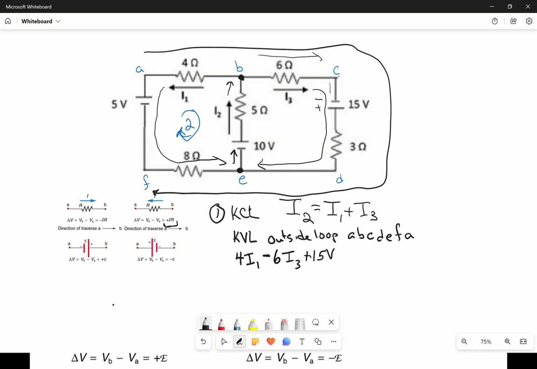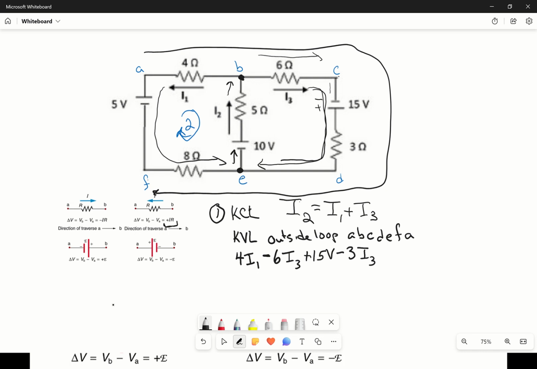Then I'm going to go through this 3 ohm resistor. And remember, I3 goes all the way around. So I'm going to be going in the same direction as I3. So that's going to be negative again. And my I is 3. So it's going to be minus 3 I3. And from D to E, there's nothing. So I don't have to do anything there.